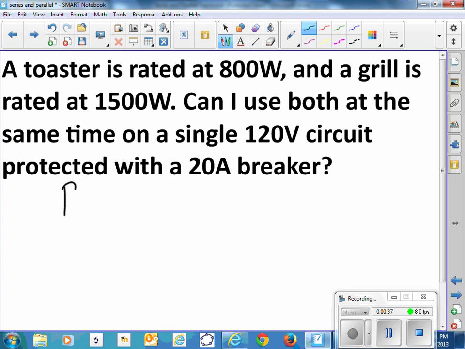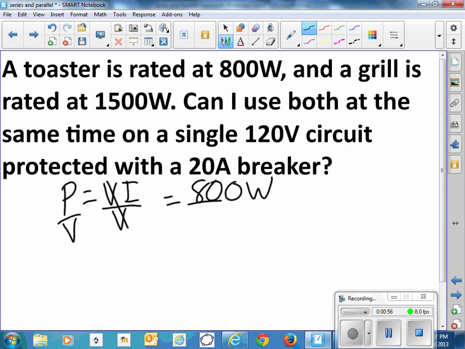Well, power is equal to the voltage times the current. We want to know the current, so I divide both sides by V. So the current is the power divided by the voltage. So if I have 800 watts divided by 120 volts, that tells me that I will have about 6.7 amps.